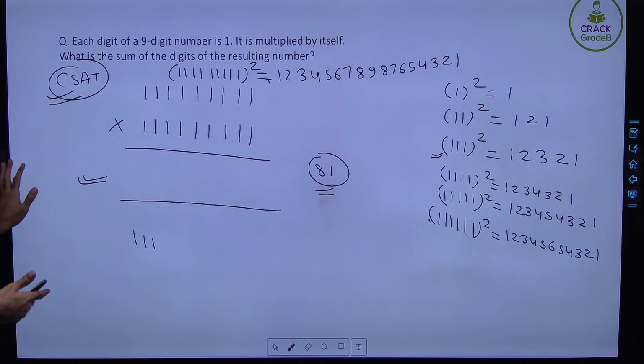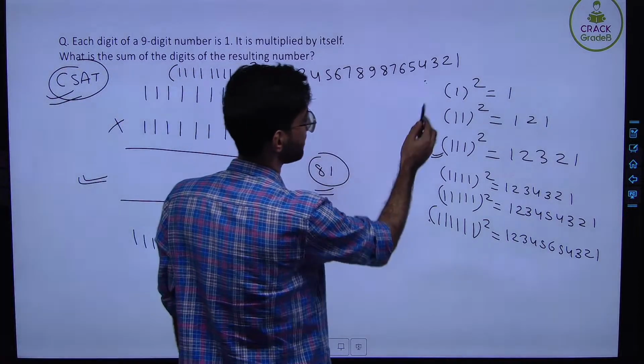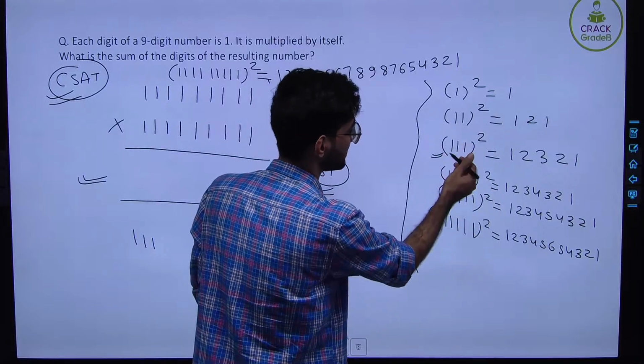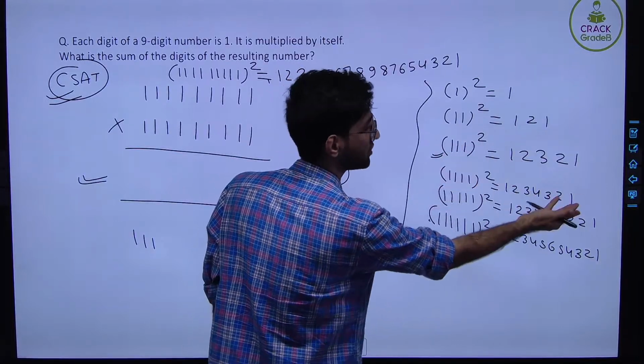Any doubt in this question? And see, all of you need to remember this pattern. There is nothing to remember in this thing. There are 3 1, so 1, 2, 3, then 2 1, right?